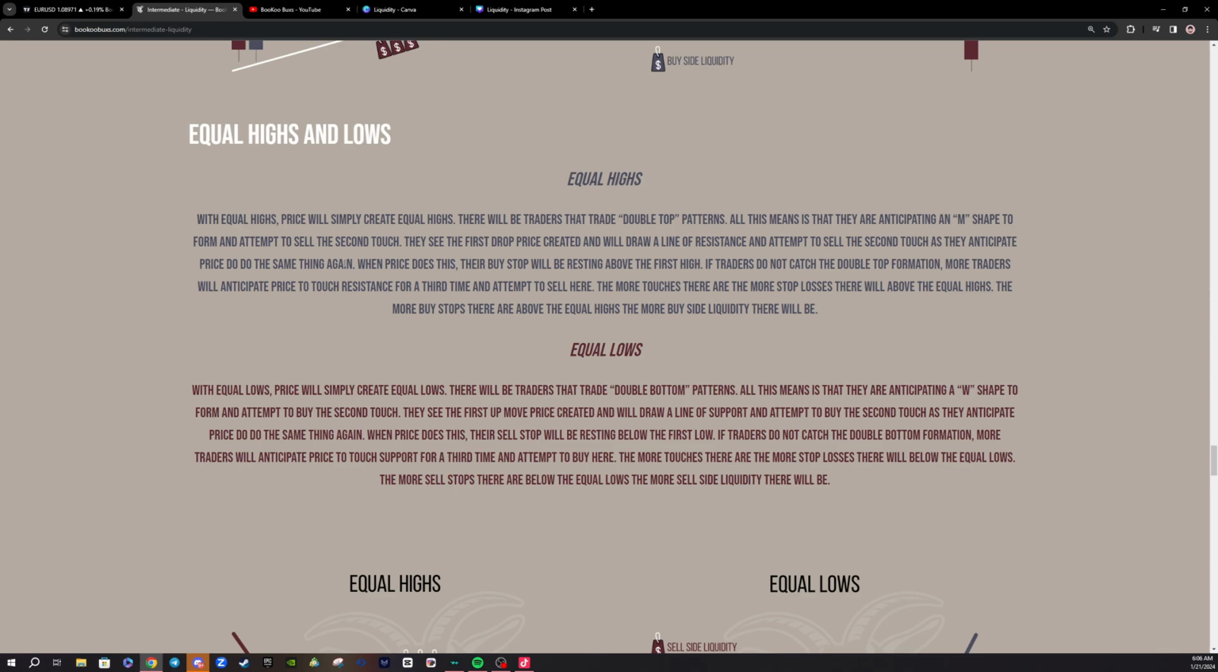When price does this, their buy stop will be resting above the first high. If traders do not catch the double top formation, more traders will anticipate price to touch resistance for a third time and attempt to sell here. The more touches there are, the more stop losses there will be above the equal highs. The more buy stops there are above the equal highs, the more buy side liquidity there will be.